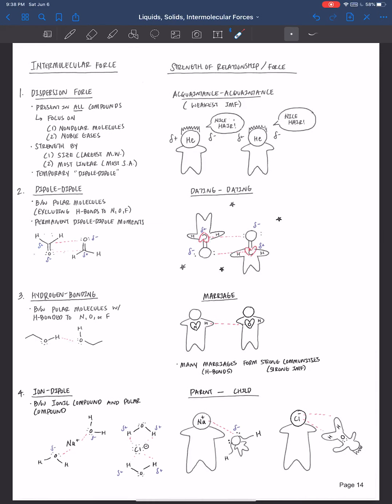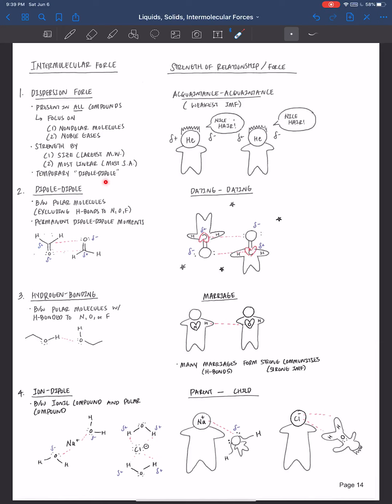Now, I really love this handout that she had created. This is looking at all the intermolecular forces, and so kind of overviewing those four, and then also giving you some really cool analogies to think about here. So let's start with dispersion force. It's the weakest. It's present in all compounds, mainly in nonpolar. It's the dominant force in nonpolar molecules or noble gases. We just reviewed how the strength is determined by size and surface area.